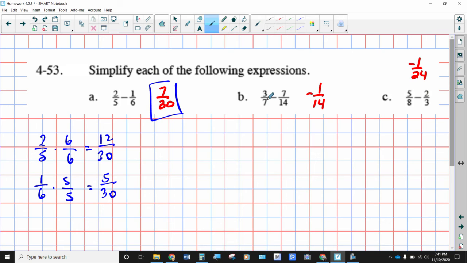Here, that's a pretty easy fix. We're just going to double the 3 and the 7 to make that 6 over 14, and then you subtract 7 over 14, and you get -1 over 14.